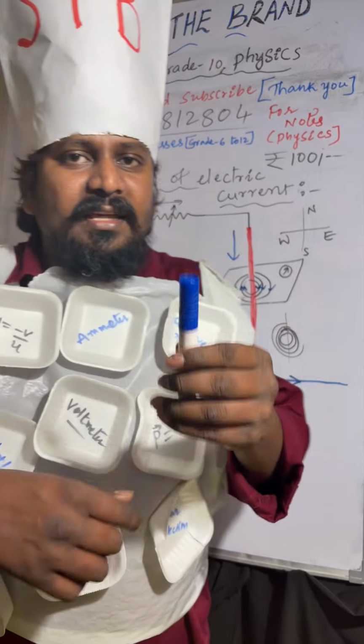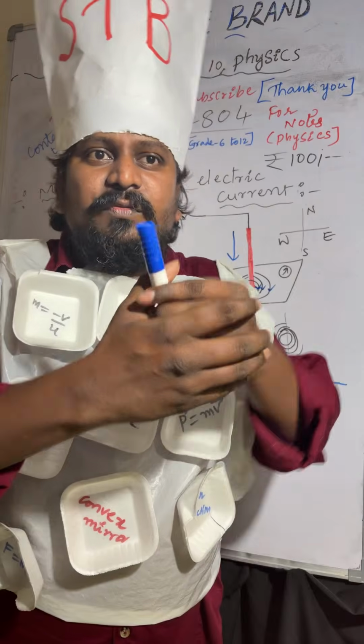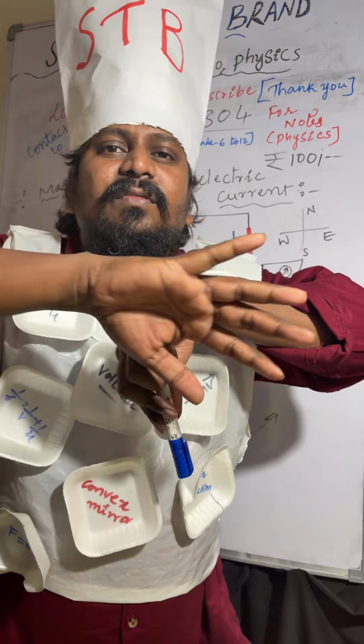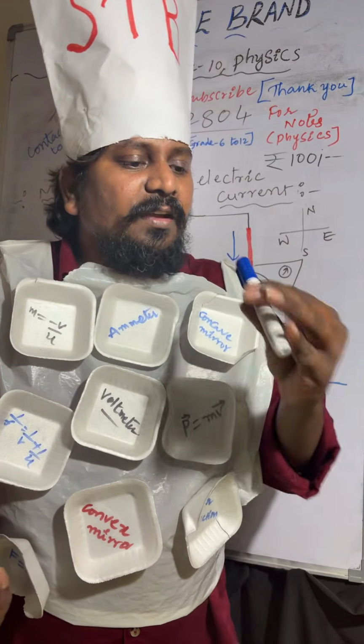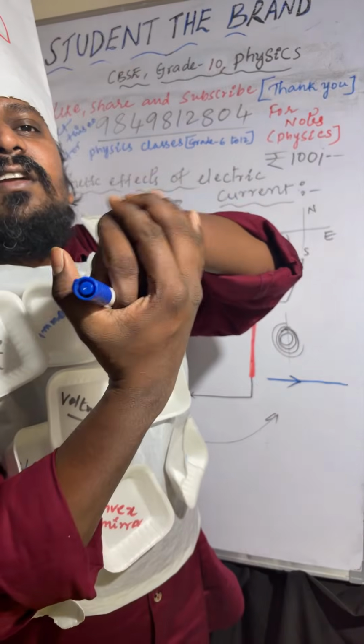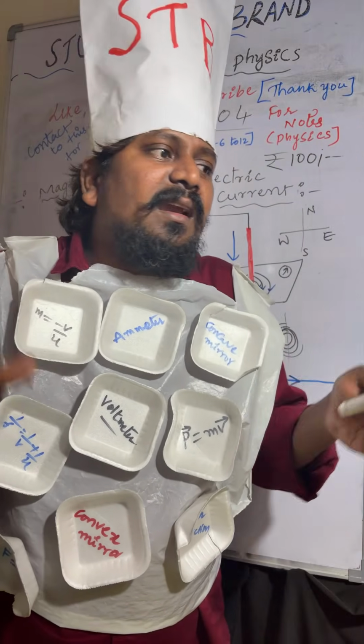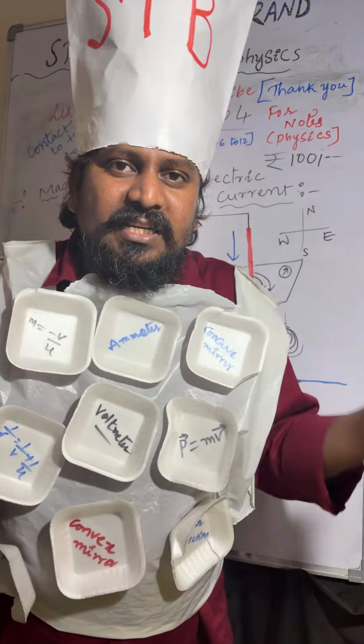Initially I am taking the current direction here, so the magnetic field will be like this. If you change the current direction, the magnetic field direction also changes. If you take it like this, the magnetic field will be like this. If you take it like this, the magnetic field will be like this. Automatically, if you change the current direction, the magnetic field direction also changes.